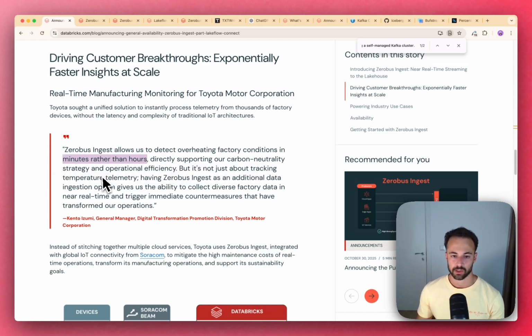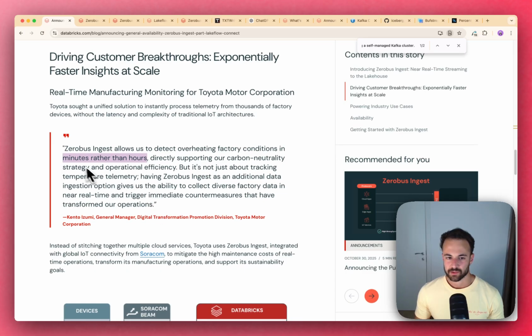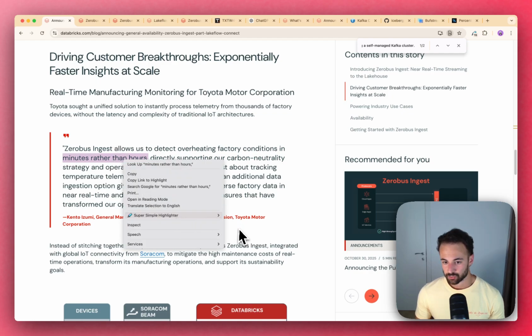But it's not just about tracking temperature telemetry. Having Zerobus Ingest as an additional data ingestion option gives us the ability to collect diverse factory data in near real time and trigger immediate countermeasures that have transformed our operations. This is interesting. So in minutes rather than hours, I wonder what the old system was. It seems like it was batch, and they just needed to move to streaming. But instead of actually moving to streaming, they chose to use Zerobus Ingest, which could be fair.